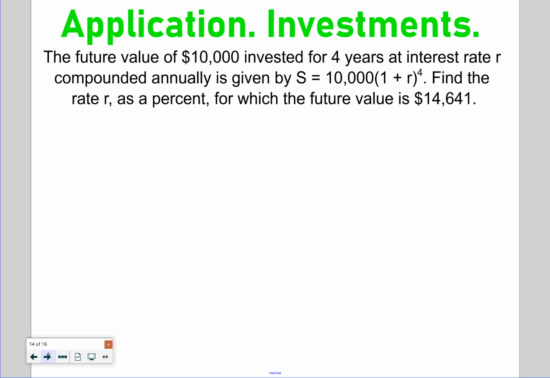Okay, next we're going to look at an investment problem. Here, the future value of $10,000 invested for 4 years at an interest rate compounded annually is given by the following equation. Find the rate R as a percent that will give a future value of $14,641. So S in this equation is the future value. So we're going to make S equal to 14,641. That's how we're going to start.